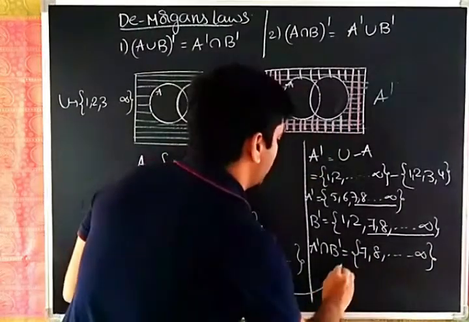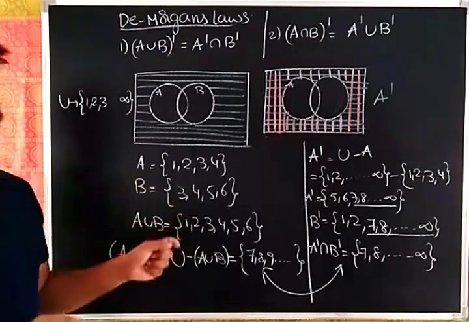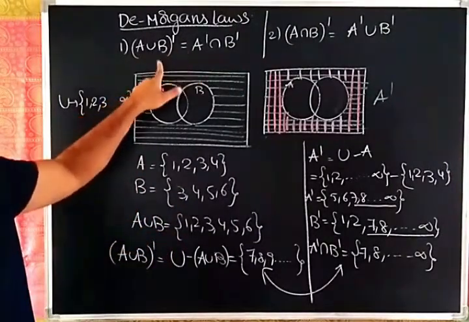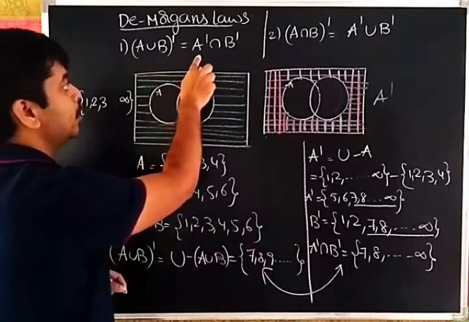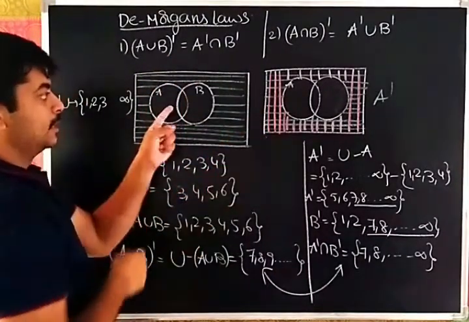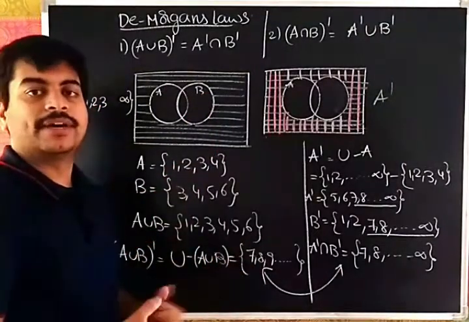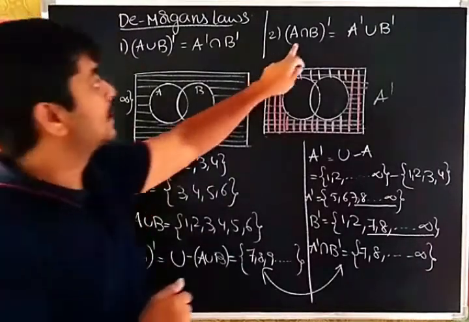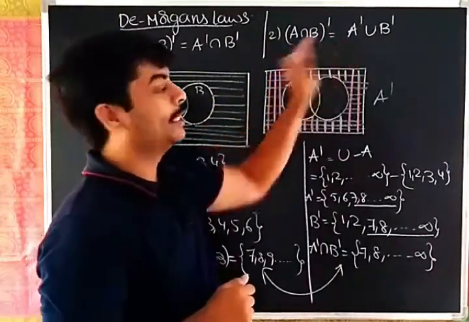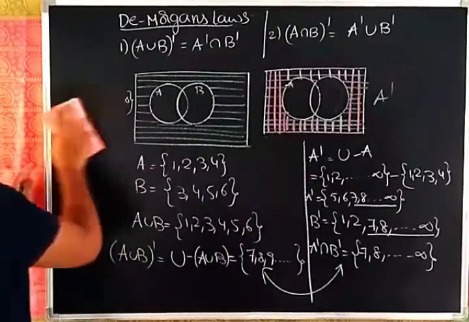Check whether these two are equal or not. Yes, these two are equal, so A union B whole complement is equal to A complement intersection B complement. The first thing we saw through Venn diagrams, and the next one we also took an example and verified that. Correct. Quickly we will try to see A intersection B whole complement is equal to A complement union B complement. That is the second De Morgan's law.